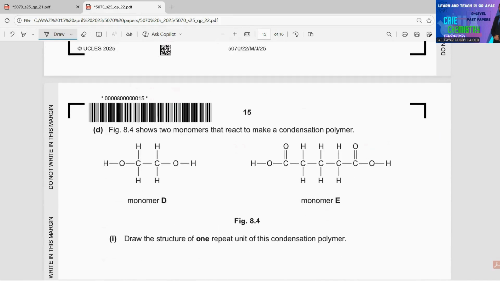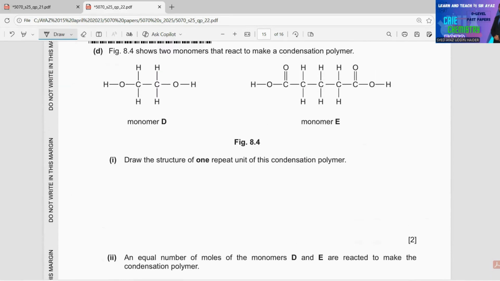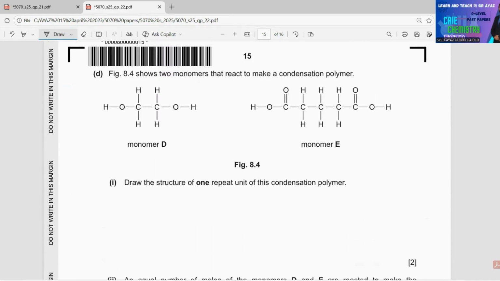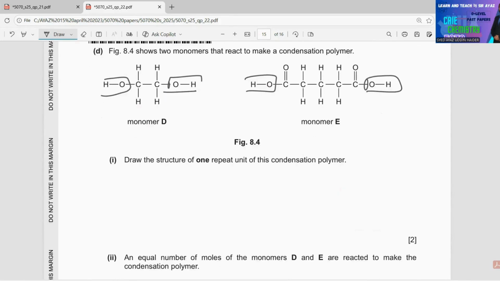D. Figure 8.4 shows 2 monomers that react to make a condensation polymer. Part 1, draw the structure of 1 repeat unit of this condensation polymer. You know that during condensation polymerization, a molecule of water is released. So if you look at these, you can either remove OH from this side or OH from this side for both of these molecules. And then we need to remove H from one of these. Then whatever we get will be the condensation polymer of these two.